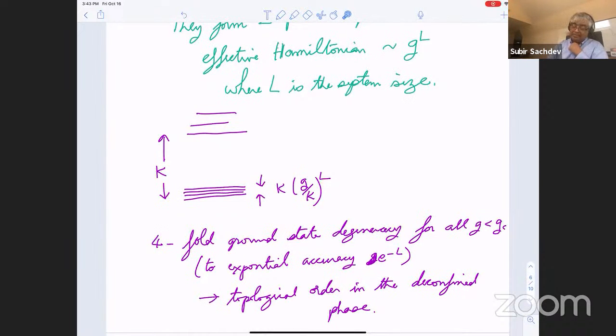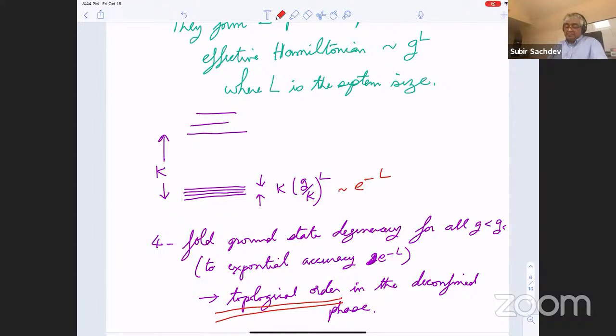Which is then exponentially small because G is small here. We're doing perturbation theory, so this is e to the minus L. So this degeneracy, while not perfect, is very, very good. It's exponential in the length of the sample. And as the length goes to infinity, these four states become degenerate. And that's a robust property of the deconfined phase. And that's in fact what we call topological order, the fourfold degeneracy of the ground state.